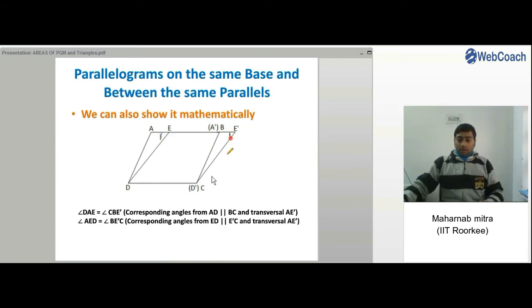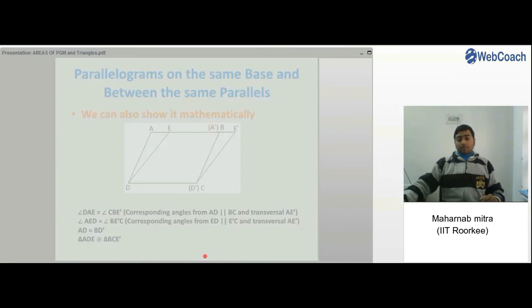So these two are corresponding angles, right? These two are corresponding angles, and therefore they must also be the same. So we have got this angle equal to this angle, and the new angle equal to this angle. So we have got two angle equality. And you can also see AD must also be equal to BC or BD prime, anything you can call it. AD and BD prime, both of them are same. Why? Opposite sides of a parallelogram are equal, right?